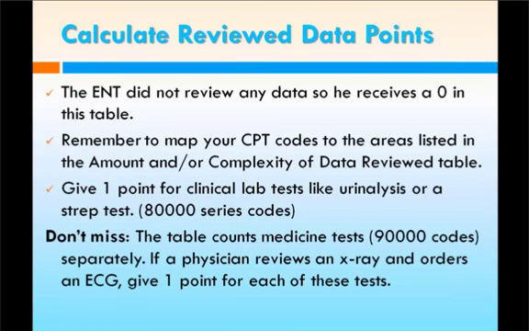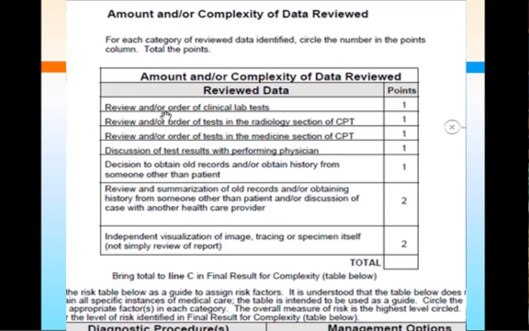And don't miss, the table counts medicine tests, those are your 90,000 codes, in a different section from an X-ray or the EKG section. So if the physician reviews an X-ray and orders an ECG, you could give a point for each of these tests, because you'd have your X-ray in your radiology section. If you also were doing something like an ENG, which is in our medicine section, then you would be able to get your 2 points because you would have your radiology, your X-ray one, and then you would also have your ENG in your medicine, so you could get 1 point for each of those.